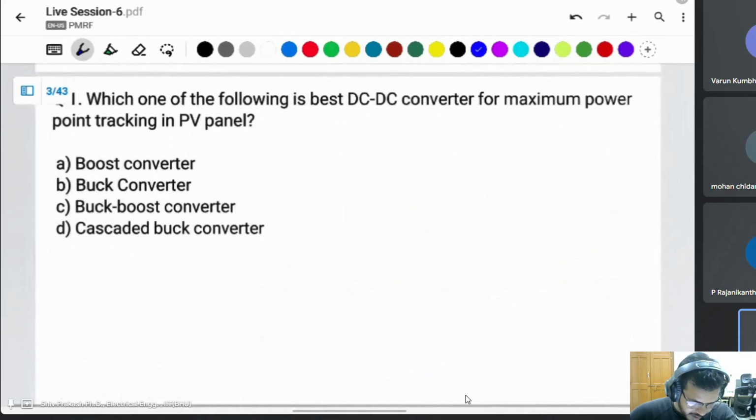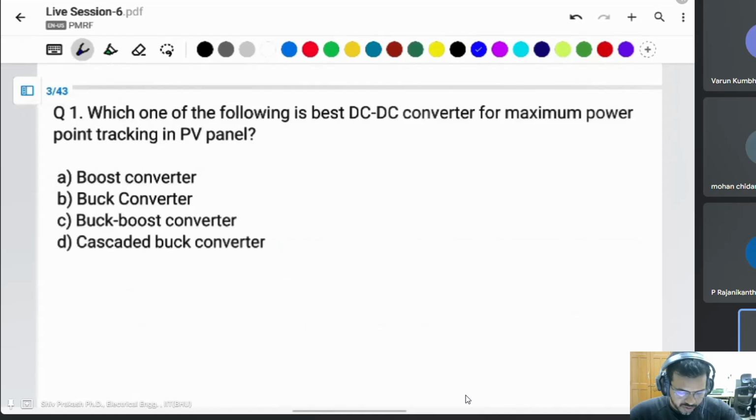Okay, go to the first question. Same question. Which one of the following is the best DC converter for maximum power point tracking in a PV panel? Buck converter, boost converter, buck-boost converter, cascade buck converter, back-to-back converter. Then after the load side, you use another buck converter.